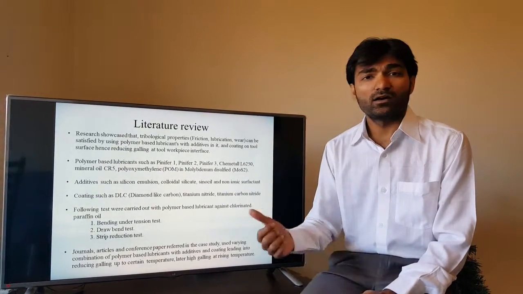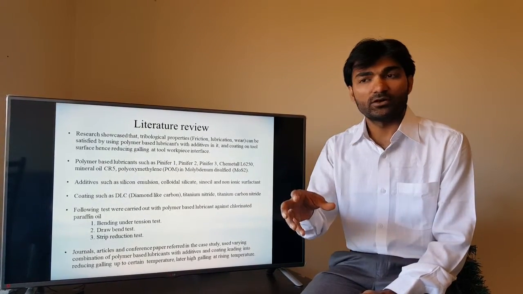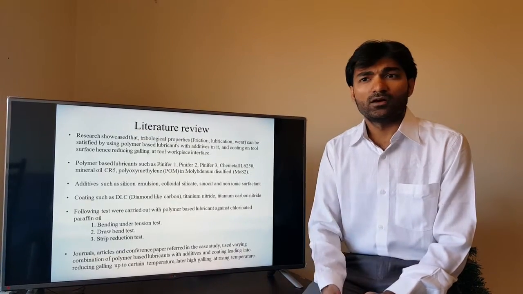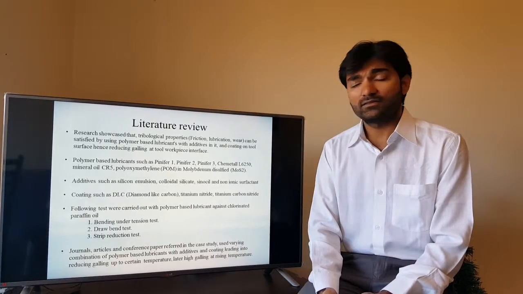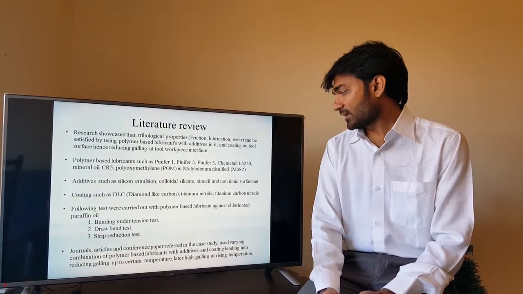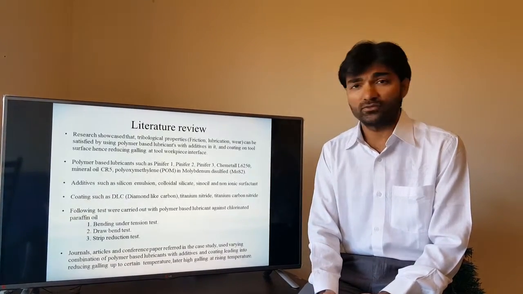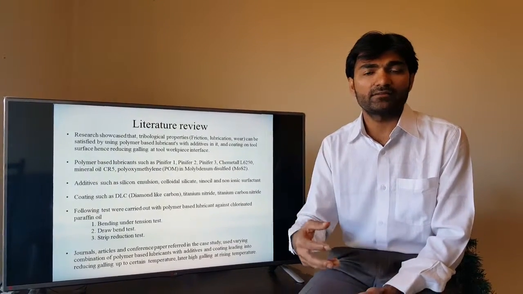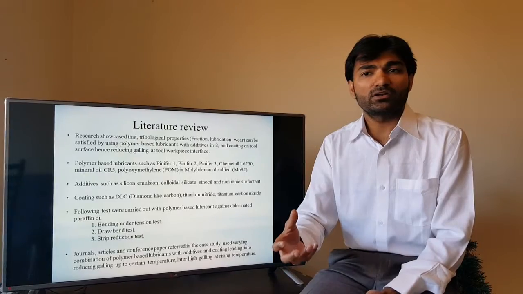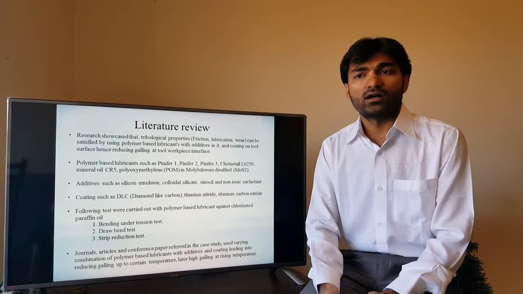And the coating can be applied on the tool in the sheet metal forming, which comes in contact with the sheet metal. The coatings found were DLC, that is diamond-like carbon, titanium nitride, and titanium carbon nitride. The combination of these polymer-based lubricants, the additives, and the coating coming together would give a very good result.